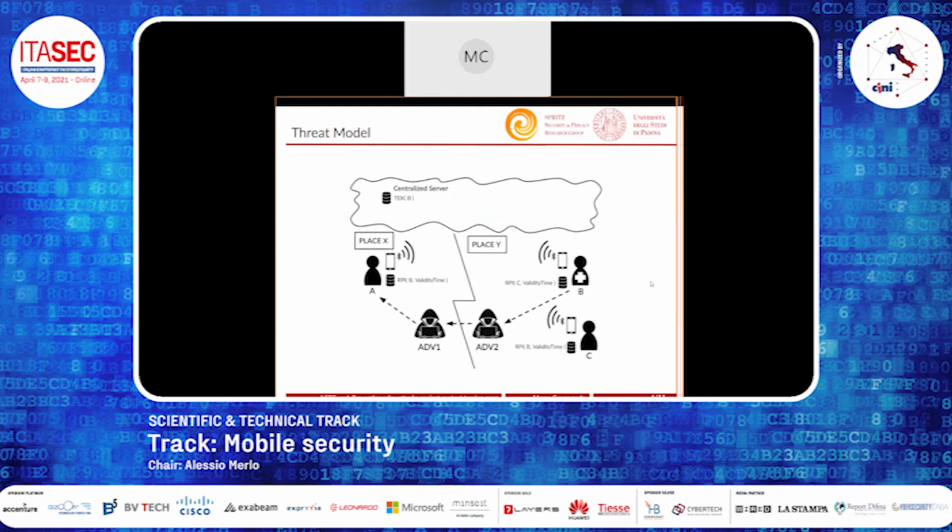We designed a threat model in which we have 2 places, which can be far away. We have 3 honest users, A, B, and C, and 2 malicious attackers, adversary 1 and 2, and the centralized server of the health authority.